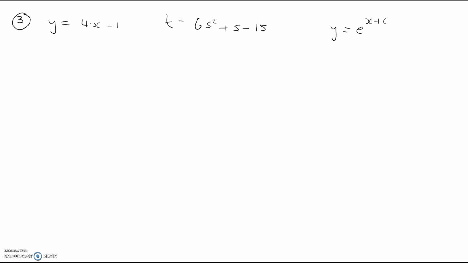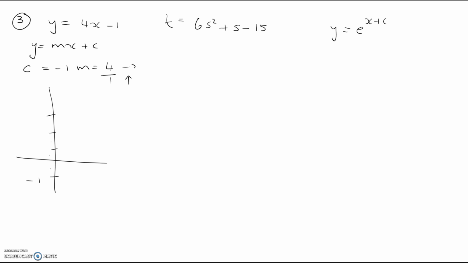The first line that you're asked to draw in question 3a is a straight line because it follows the format y equals mx plus c. So c is the vertical intercept, which is -1, and the slope is 4, which really means it's 4 over 1, so it goes 4 up and 1 out. So we can mark off -1, and then from there all we need to do is to go up 4, 1, 2, 3, 4, and out 1. And there's our straight line.